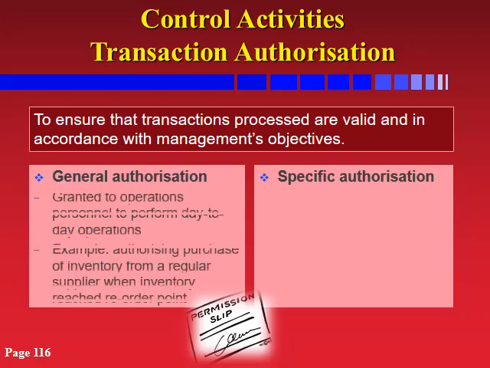General authorization is normally used for routine transactions. They are granted to operations personnel to perform day-to-day operations, like in a computer-based AIS, where general authorization could be embedded in the computer programs. For example, any inventory level below the reorder point could trigger a purchase transaction to take place.